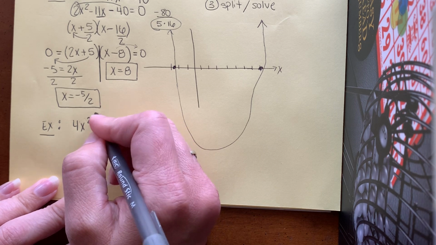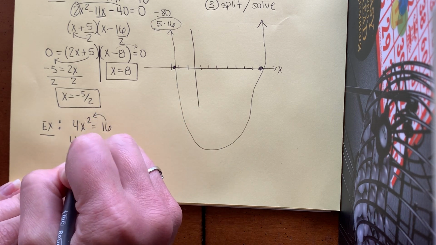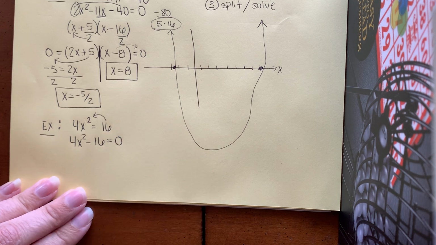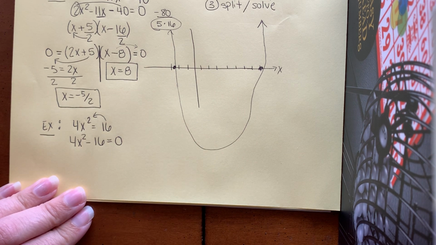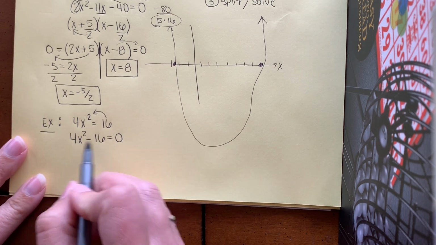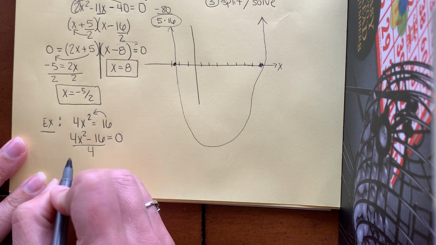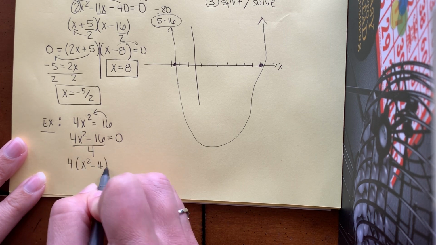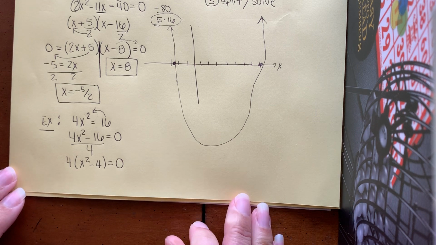Step 1 is to set it equal to 0, so I'm going to move that 16 over. 4x squared minus 16 equals 0 now. Then I'm going to factor. If I notice, I do have a greatest common factor. 4 and 16, I can divide by 4. So when I divide by 4, I get x squared minus 4 equals 0.